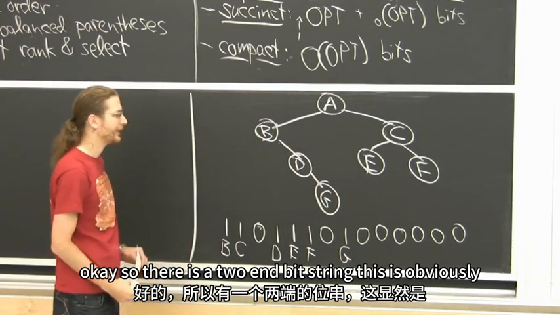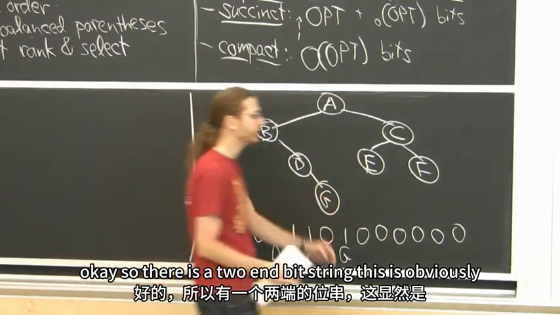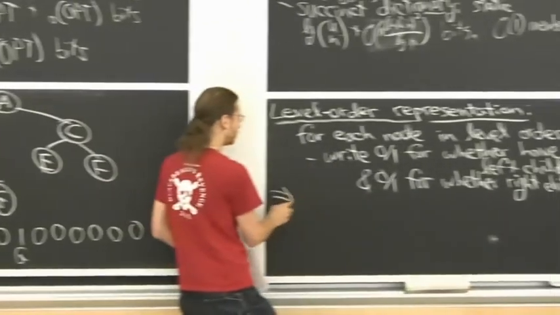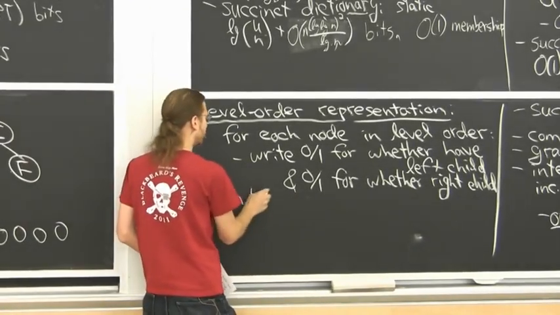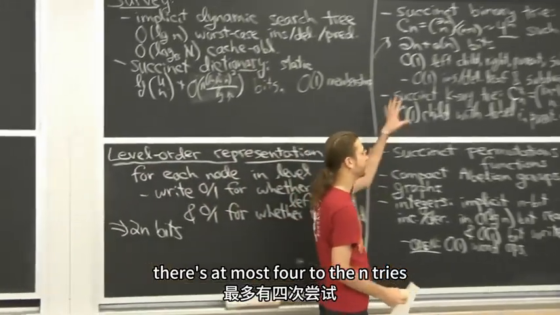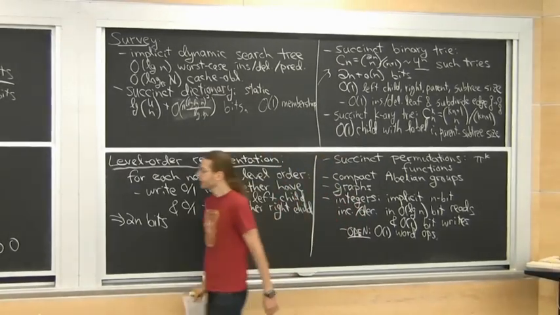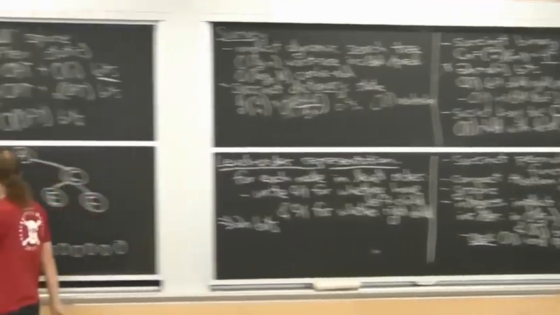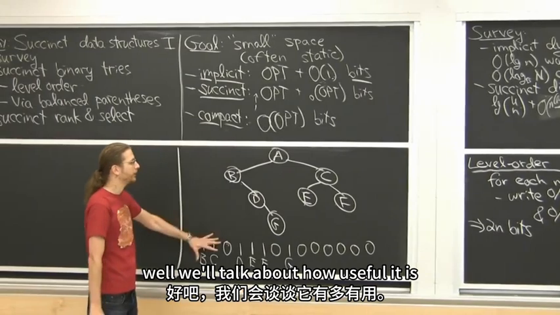Okay, so there is a 2n bit string. This is obviously 2n bits for n nodes. So this is one way to prove there's at most 4 to the n tries. And, well, we'll talk about how useful it is.